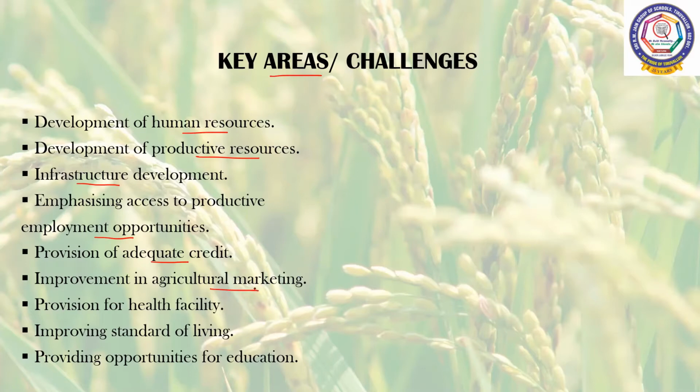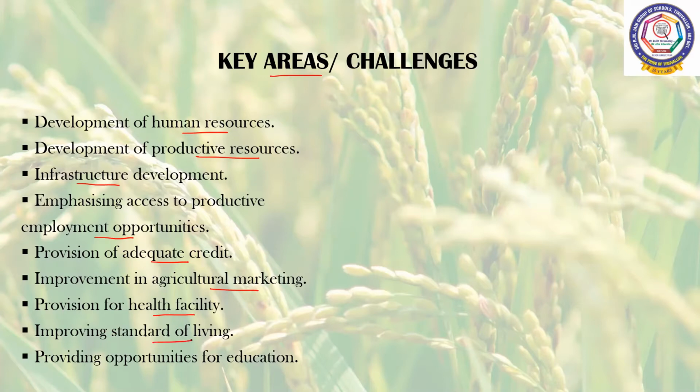Improvement in agricultural marketing. Agricultural marketing systems safeguard the interest of the farmers. Development in physical infrastructure facilities such as roadways, seaways, warehouses, processing systems, and other cold storage facilities, etc., would improve the agricultural marketing system. Provision for health facility. Proper and timely medical care facilities should be provided to the people in rural areas.